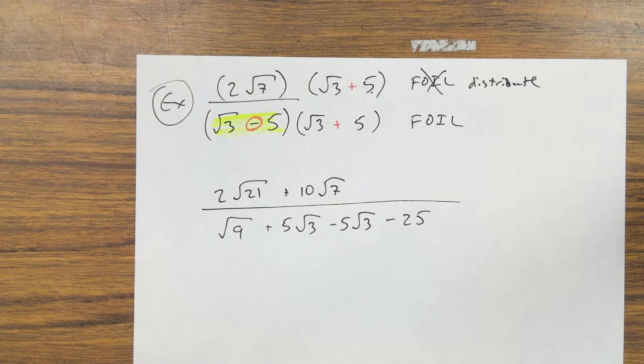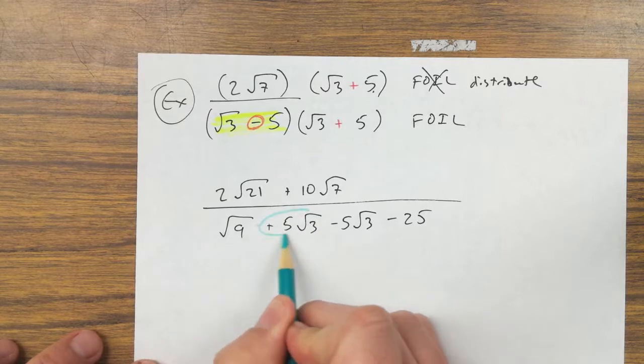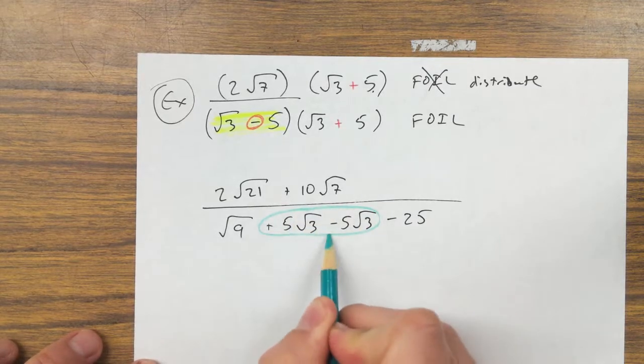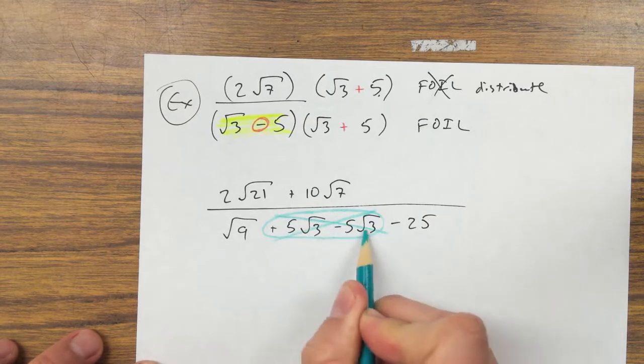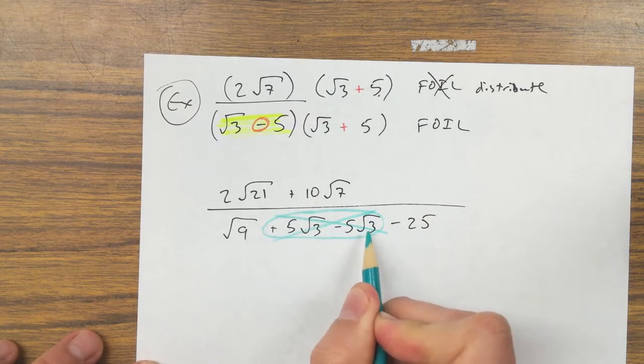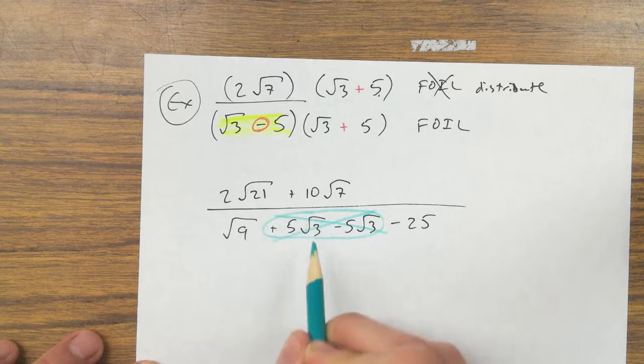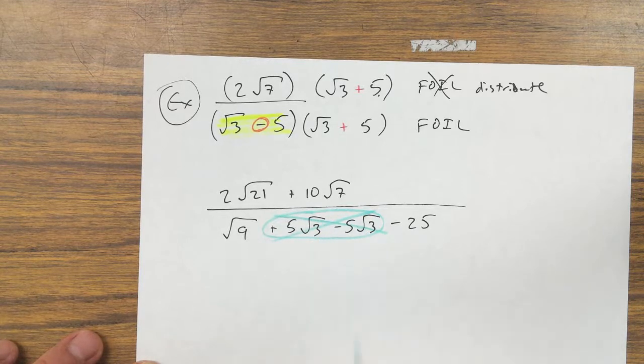If we did this properly, I know we did, but here's a way to verify it. If you look at the bottom, does the bottom cancel? Positive 5 square root 3, negative 5 square root 3, those definitely cancel each other out. So that means we probably are doing it okay.